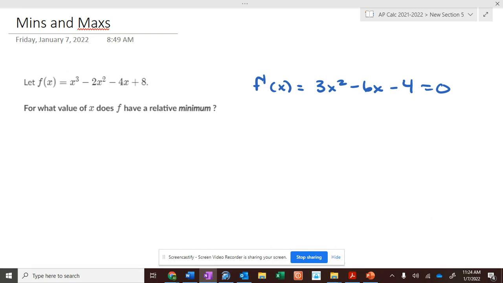When we take the derivative, it's minus 4x, not minus 6x. You are correct.